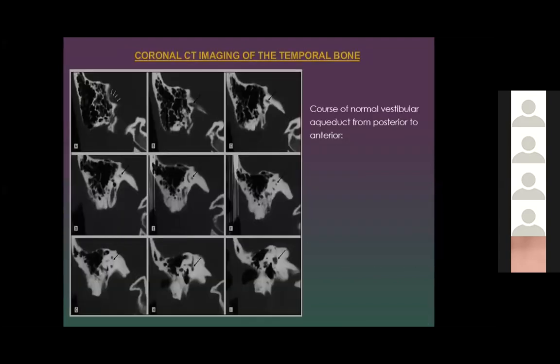This is a coronal CT scan imaging from posterior, A is more posterior, I is more anterior. The vestibular aqueduct can be seen here. It's opening in the posterior cranial fossa. More anteriorly, the vestibular aqueduct, more anterior, till we reach the last section, we can see the vestibular aqueduct and the starting appearance of the vestibule.